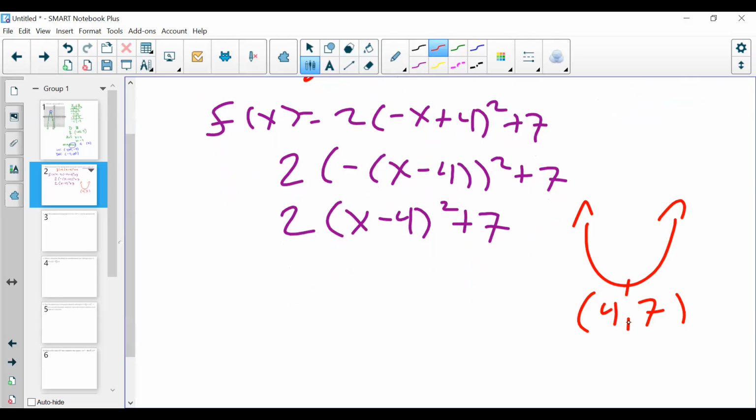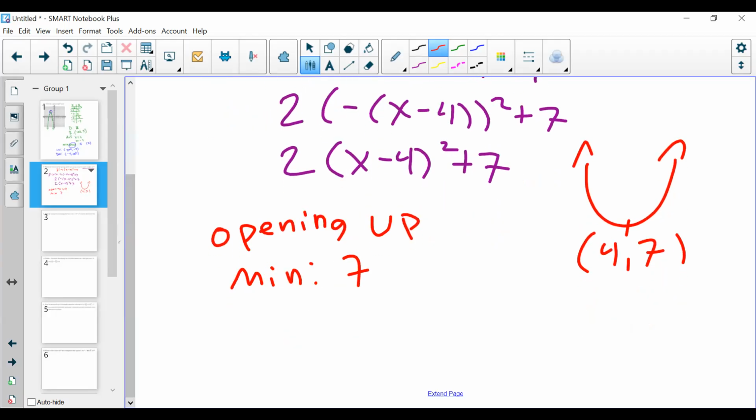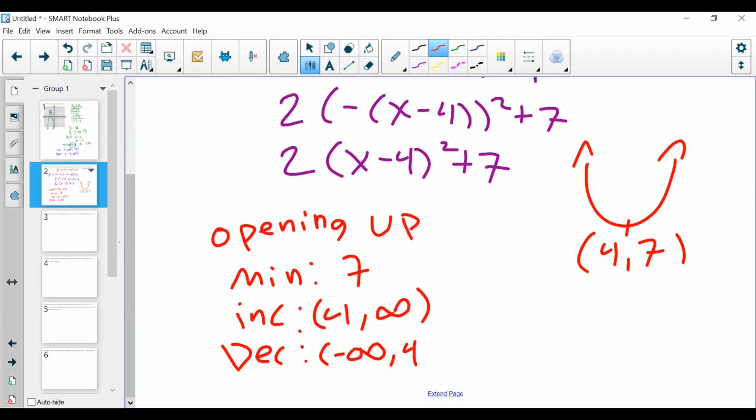And then from there, once you have it drawn out, you can start to figure out, well, what properties do I have? Well, I can see that I'm opening up. And my max or min value, if I look at my little rough sketch that I drew, I have a minimum. I have my k value 7. And we can even go as far to say, well, where am I increasing or decreasing? If I look at the rough sketch I have right here, I can see that I'm increasing from 4 to infinity. And I'm decreasing from negative infinity to 4.